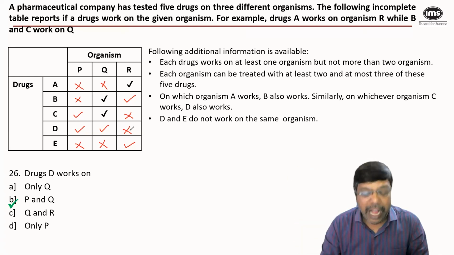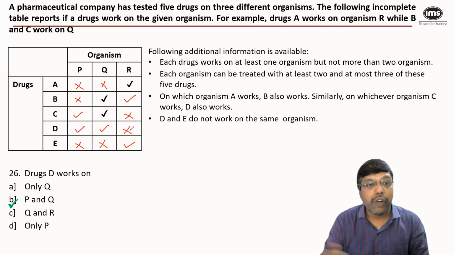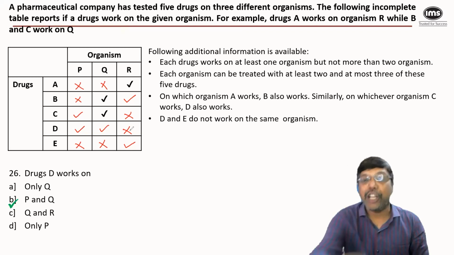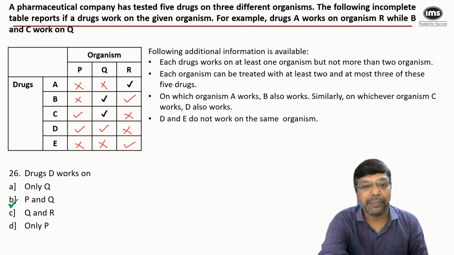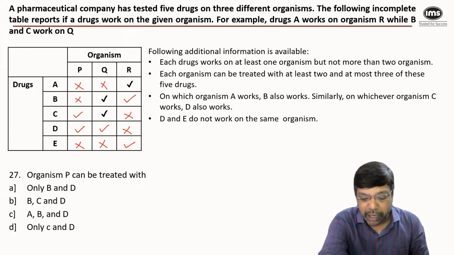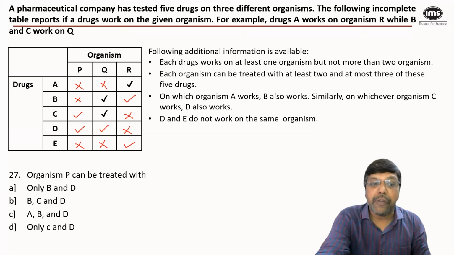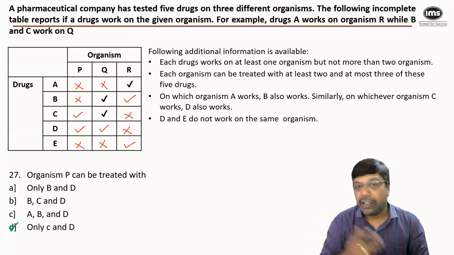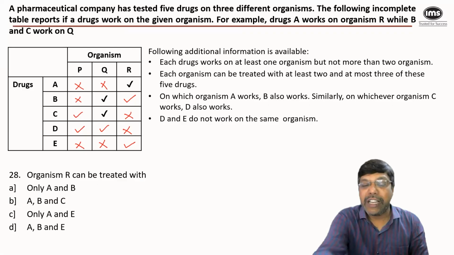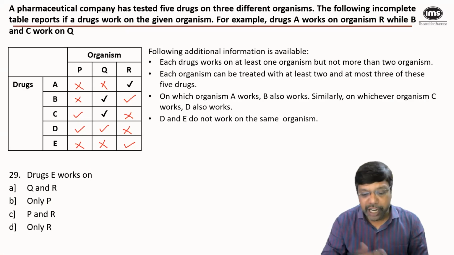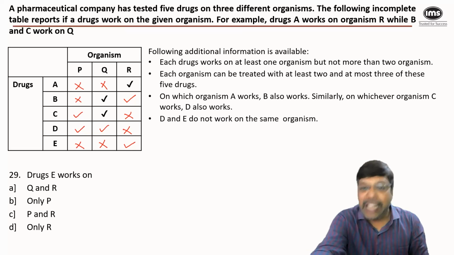Let me show you. So the answer for question number 26, drug D works on, as you can see in the table, only P and Q. Answer option B. Now question number 27, organism P can be treated with only C and D. Answer option D. Question number 28, organism R can be treated with A, B, and E. Again, answer option D. Question number 29, drug E works on only R. Answer option D.